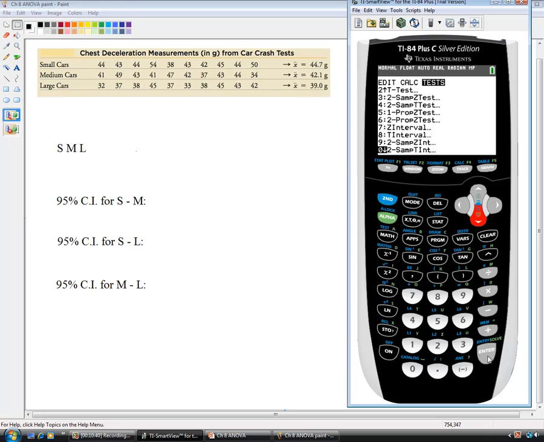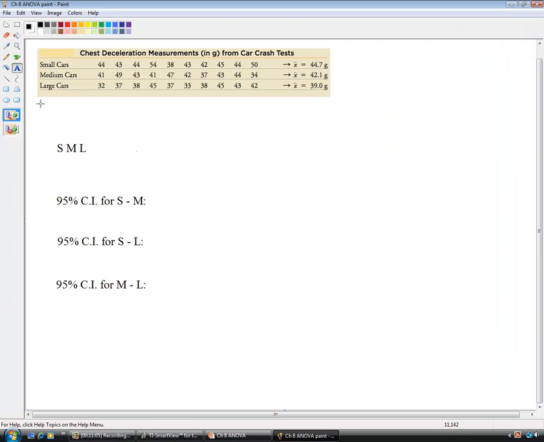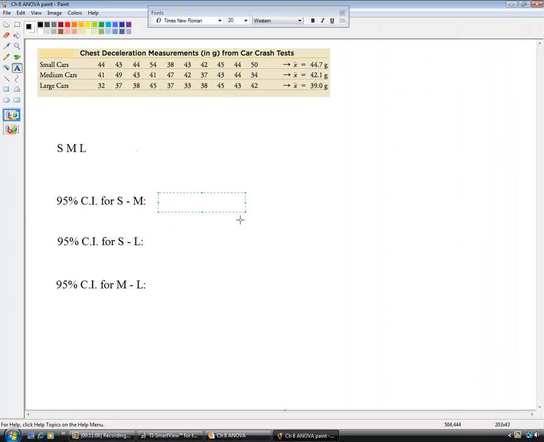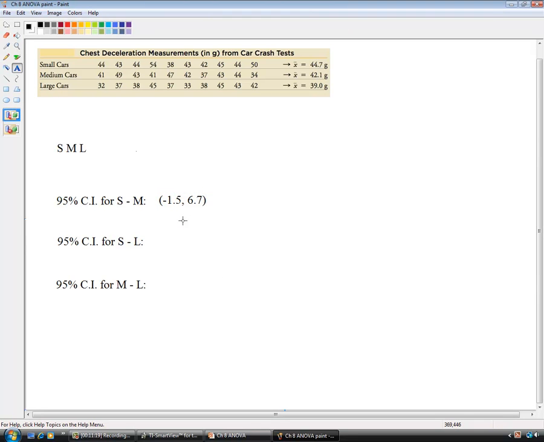And that is 0. Alright, so I want to give it data. For the first 2, I want to give it list 1 and list 2. It will be pooled, 95% will be fine, and hit enter. So about negative 1.5 and positive 6.7. So that is our confidence interval for the difference in the two means.